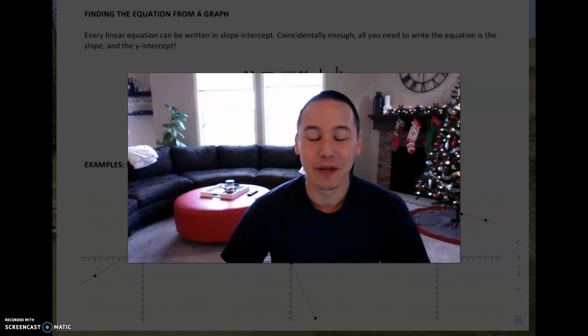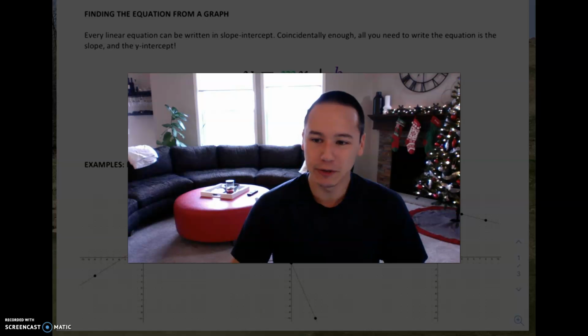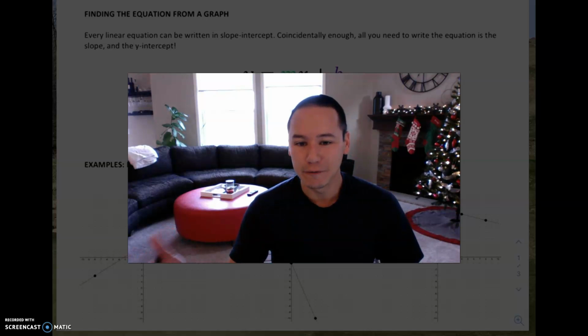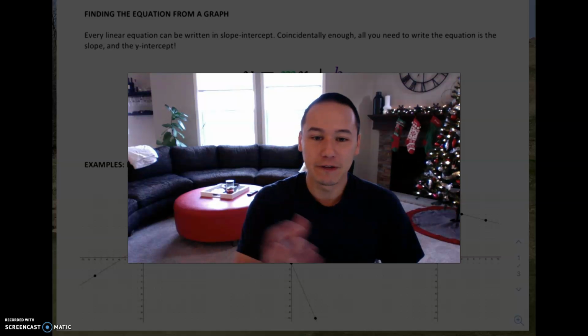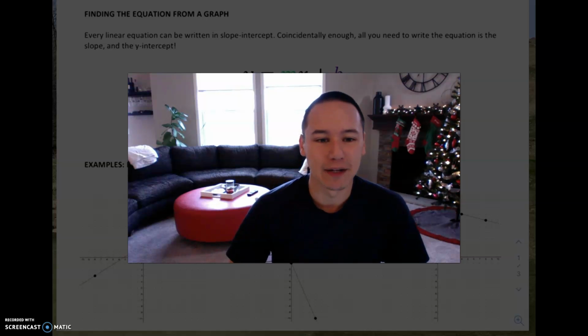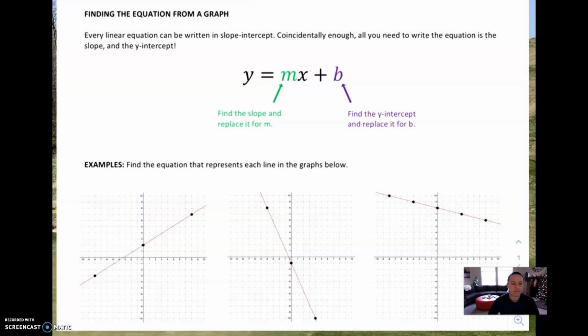All right, now that we have a good idea on how to graph a linear function, a y equals mx plus b equation, we're just going to go the other way. So now what we're going to do is show you a graph, and from that graph we can look at key pieces of information and figure out the equation of that line. So let's get started with that.